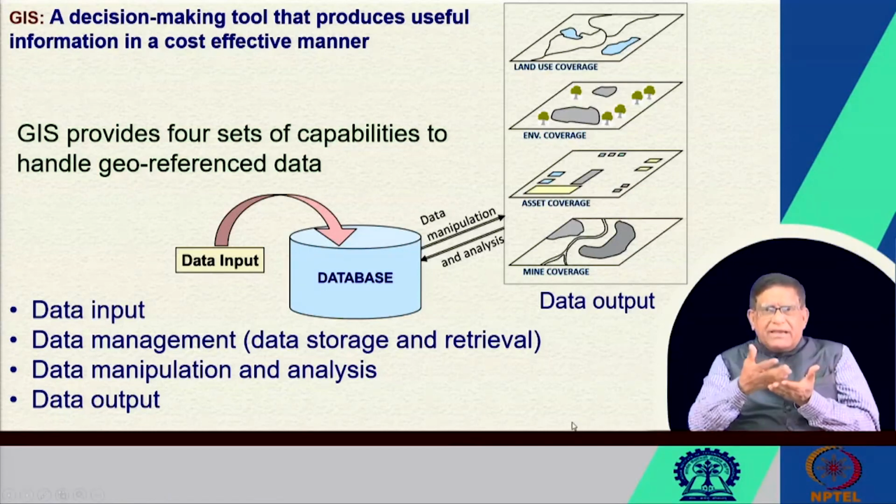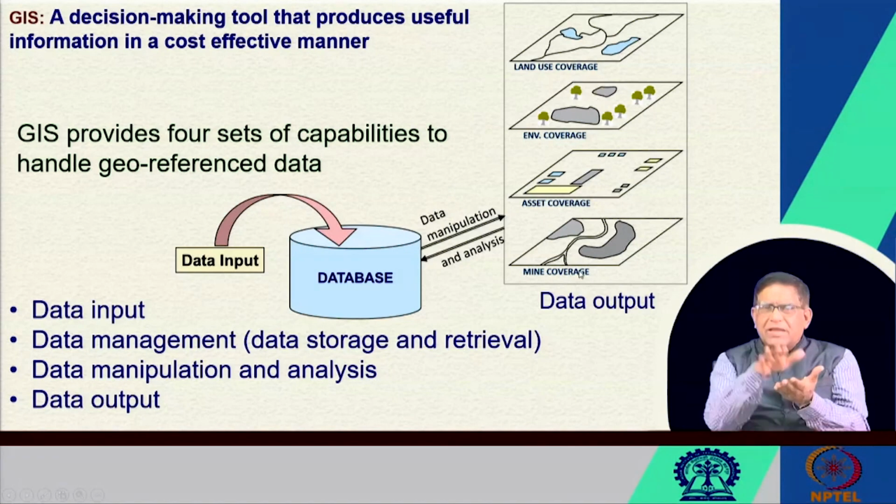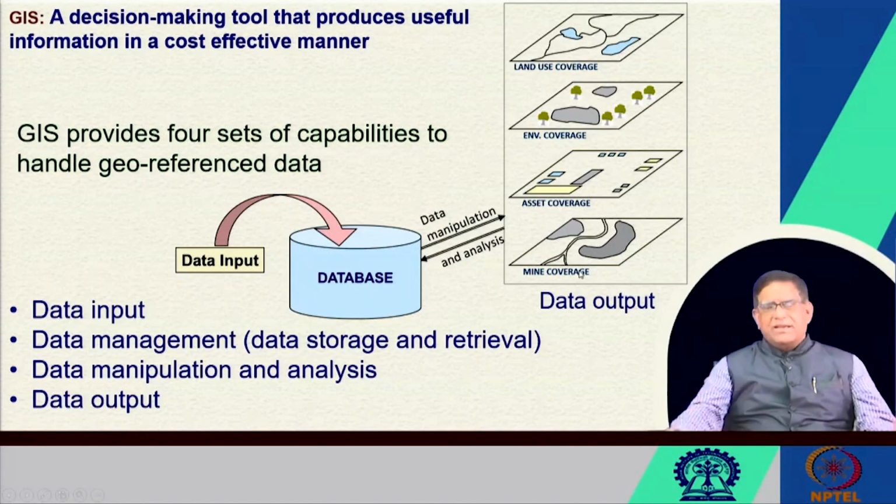Each of those layers is called a coverage. Here a mine coverage is there. Here maybe the assets, the buildings and all, that is the plant, buildings, workshop. In another you have the trees, rivers, lakes. In another you have the land coverage, river, roads, telephone lines and all. Now, if you put all together, you will be able to see what is there in a mine.